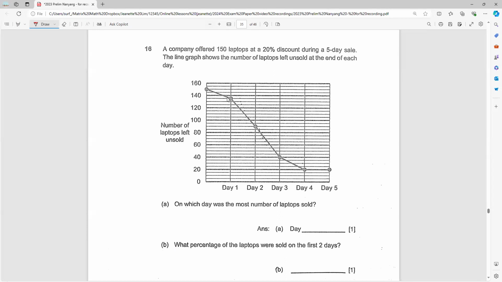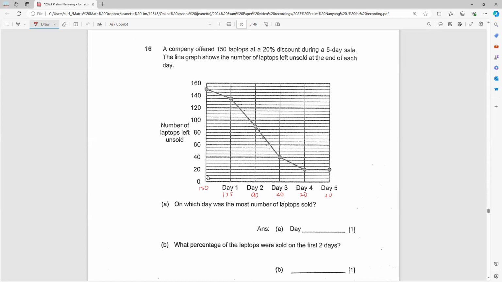Now, maybe let's write down all the values first. One interval, 0 to 20, 1, 2, 3, 4. There are 4 intervals, so every interval is an increment of 5. First one, 150. End of day 1, 135. End of day 2 is 90. And this is 40, 20, 20.